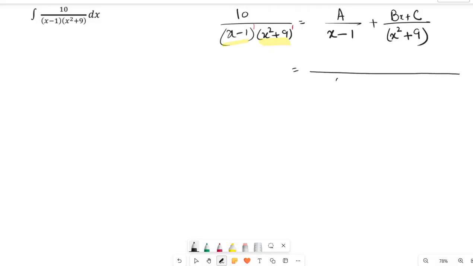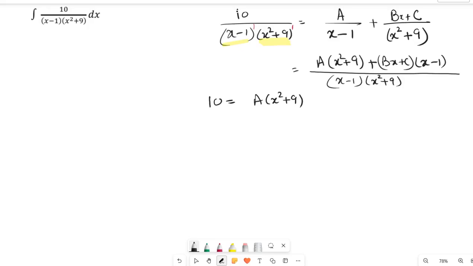I make the common denominator. A will have to be multiplied with x squared plus 9, plus bx plus c. The whole thing has to be multiplied with x minus 1. The left hand side, the numerator is just 10. So 10 would be equal to a times x squared plus 9 plus bx plus c times x minus 1. We can do this because both of them have the same common denominator.